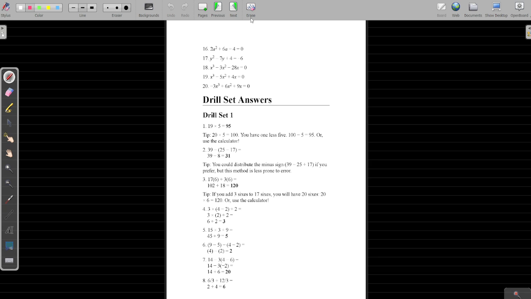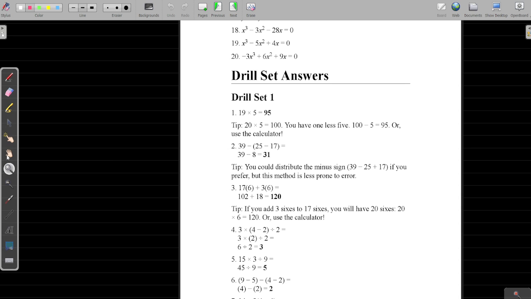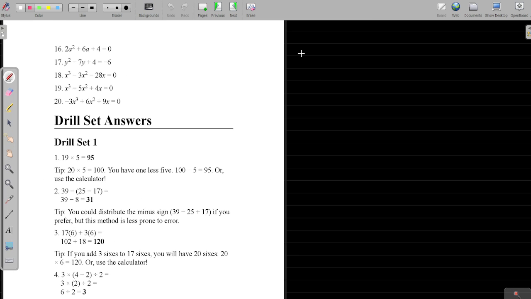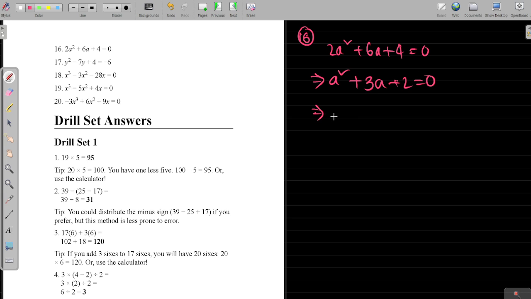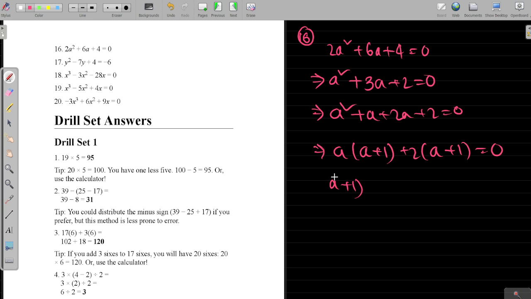Now I'm going to solve question number 16. Here you will find 2a square plus 6a plus 4 equals 0. If I divide both sides by 2, then I will get a square plus 3a plus 2 equals 0. So again I need to do the middle term: a square plus a plus 2a plus 2 equals 0. If I take common a, then a plus 1, plus 2 times a plus 1 equals 0. Then a plus 1 here, and you will find a plus 2 equals 0. Then our answer will be a equals minus 1 and minus 2.